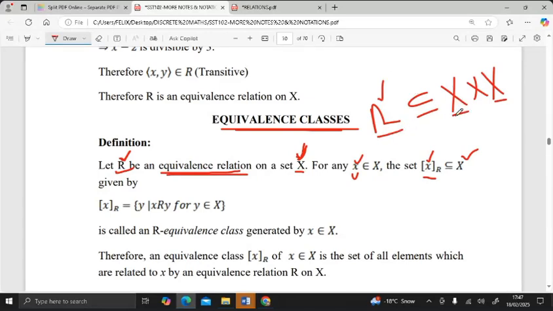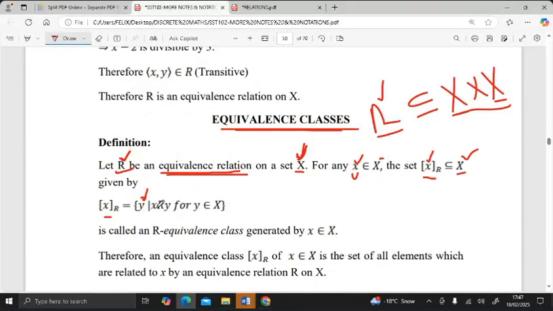Remember, R is obtained by relating members of X. And if we relate members of X, of course, we know very well that R is a subset of X cross X, because we relate members of X to members of X. So this one is a subset of X cross X. But an equivalence class is a subset of the set X itself. And how do we get this?